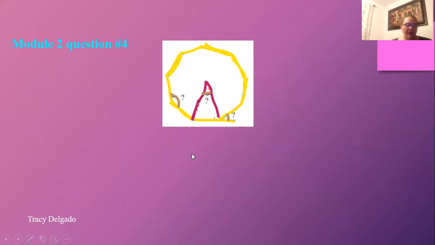Question number 4 is this lovely little shape. I hope I didn't jack up the design too much. I apologize. I'm not an artist. I'm not a natural artist.